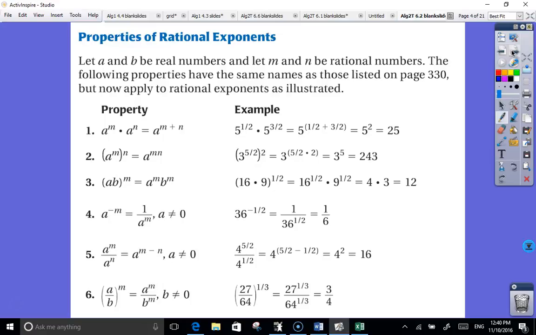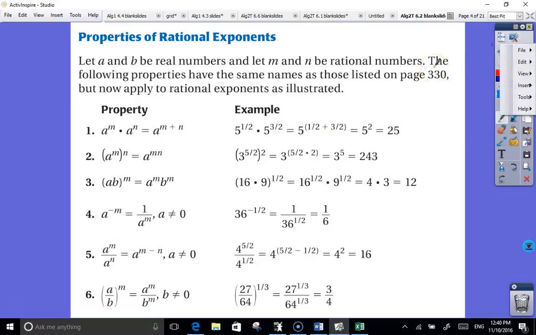Right? How do you get rid of a negative exponent? We did that in the homework already. You flip it to the other side of the fraction. And when you divide, you subtract exponents. And if you have a quotient raised to a power, you can distribute that power. But all these are just examples that use fractions for exponents. But the properties are still all the same.